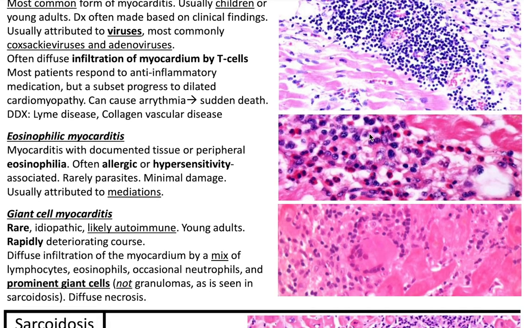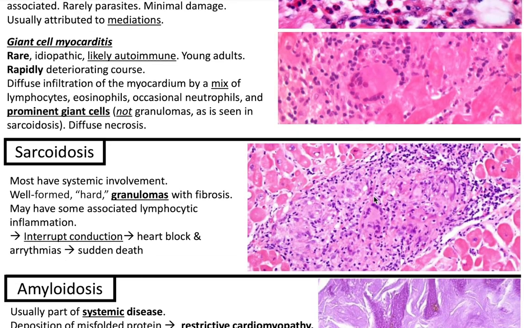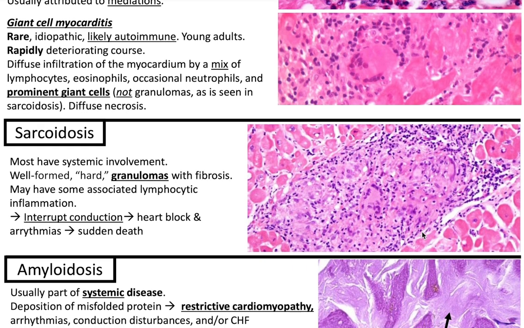Eosinophilic myocarditis, it's often due to an allergic or hypersensitivity association, and they'll have peripheral eosinophilia. Giant cell myocarditis, it's rare, a rapidly deteriorating cause. And you'll have a diffuse infiltrate of the myocardium by a mix of lymphocytes, eosinophils, neutrophils, and prominent giant cells. Sarcoidosis, you'll have these tight granulomas with fibrosis, which can interrupt conduction and lead to sudden death.